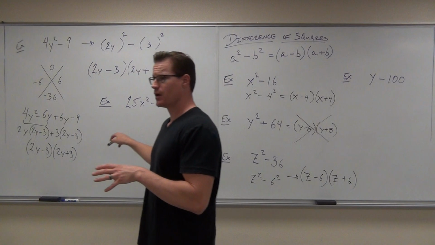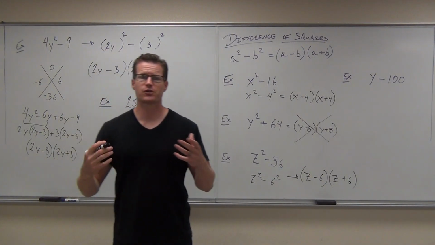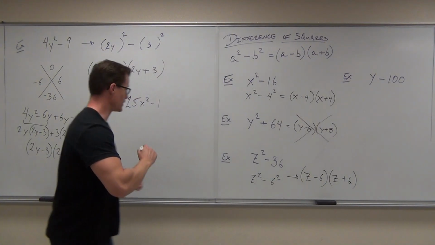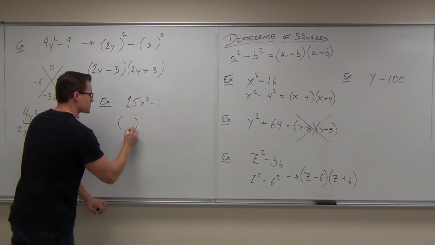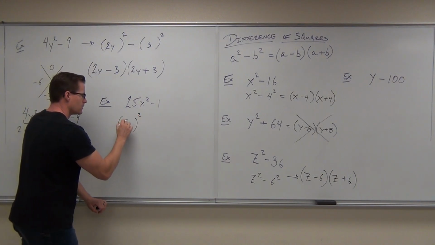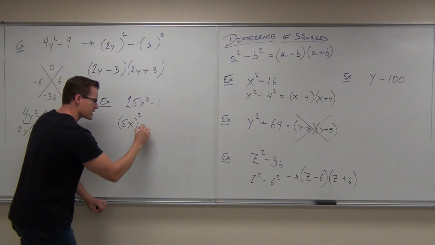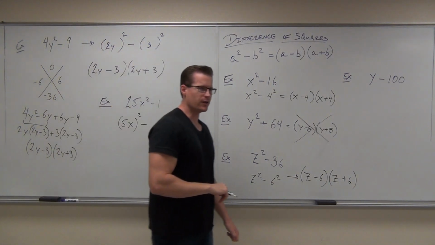Is it a difference? Yes. Do we have a square for the first term? Yes. Then you better write it as such. What's the first term as something squared? 5x. Okay, I like the 5x. There's a minus, we'll write a minus. Now, wait a minute. 1.